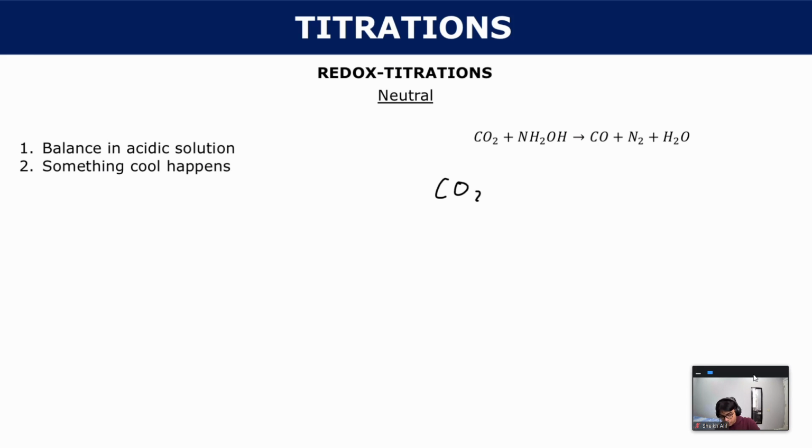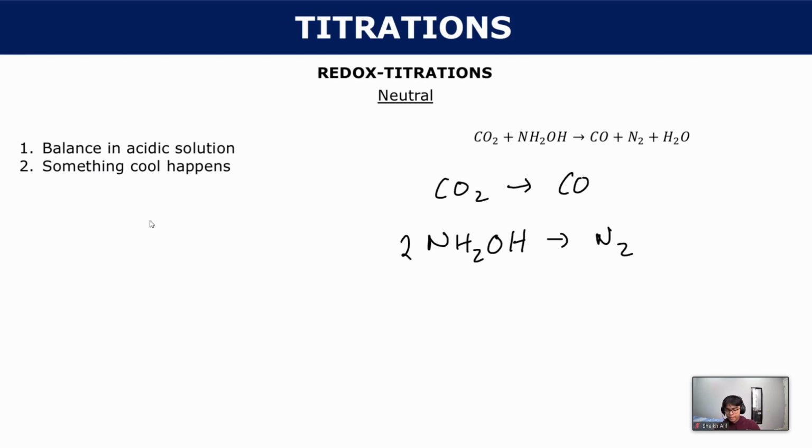We have CO2 producing CO, and then NH2OH produces N2. So first, balance out the non-oxygen and the non-hydrogen ones. The top one is already balanced, and then we just added 2 here to balance out the nitrogens. Second step, balance oxygens. So let's add a water here to balance out the oxygens, and then we have 2 oxygens on this side, so let's add 2 waters on this side. Next step, balance out the hydrogens. We have 2 hydrogens on the right-hand side for the first equation, so let's add 2H plus on the left-hand side.